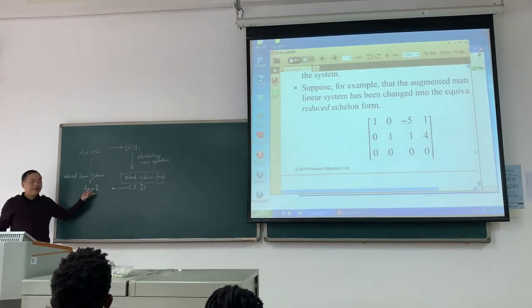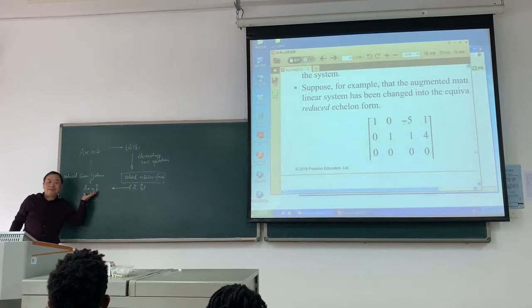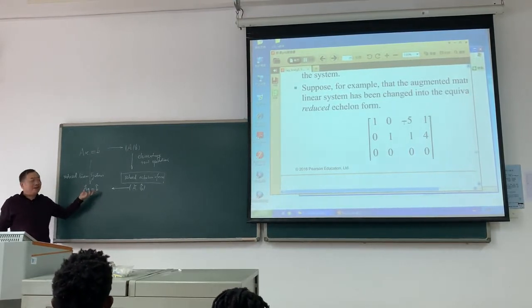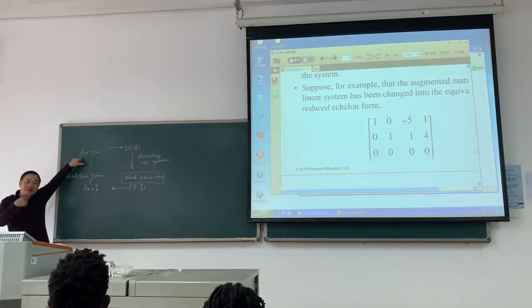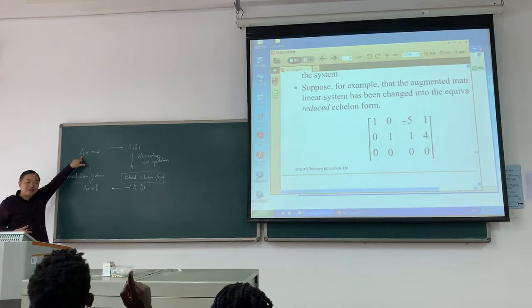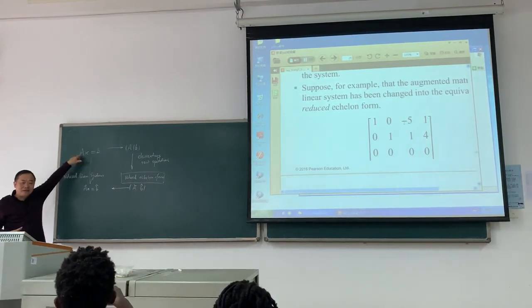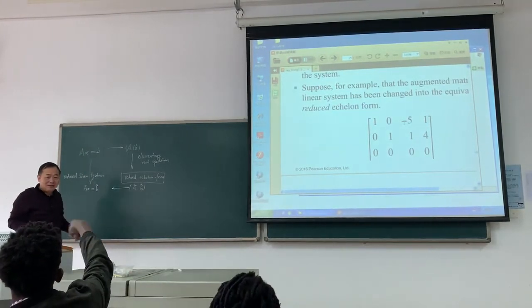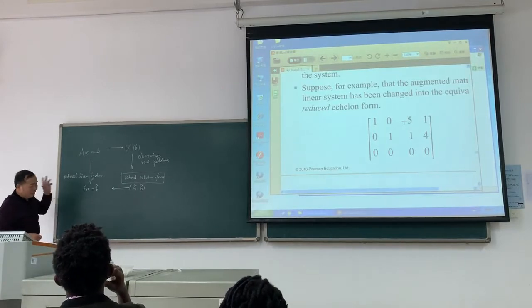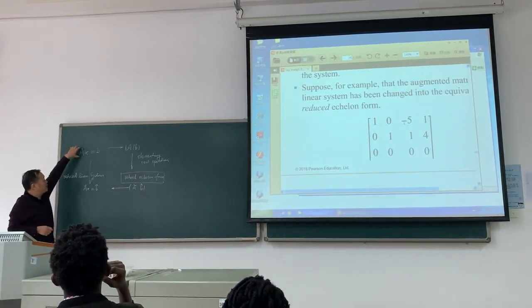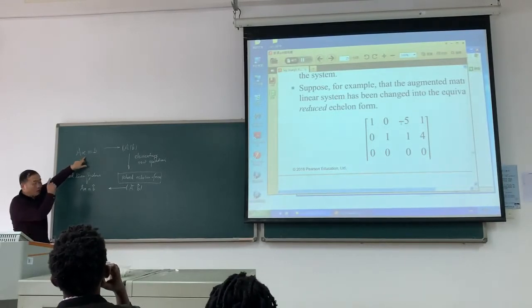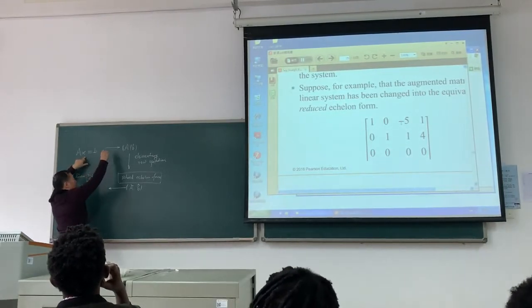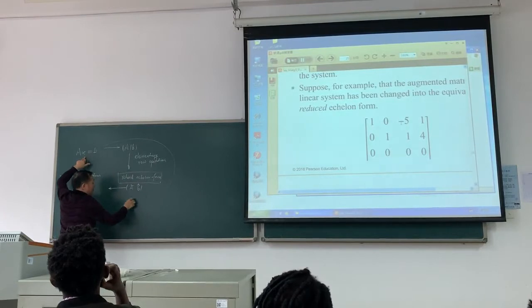Then we can solve this linear system. It is simpler than this linear system. Understand what I say? No. We first give you a linear system. How to solve this situation? The procedure.